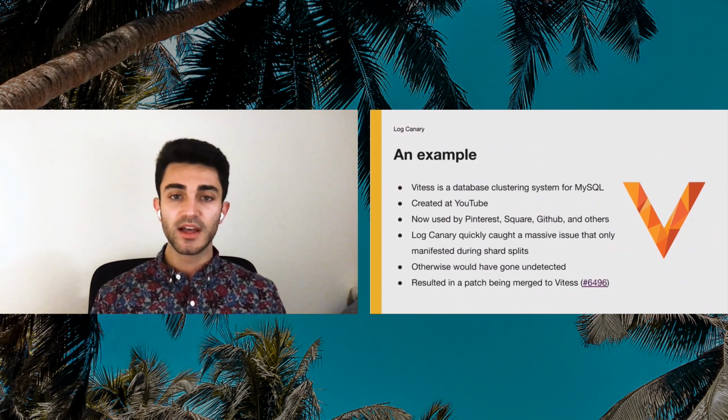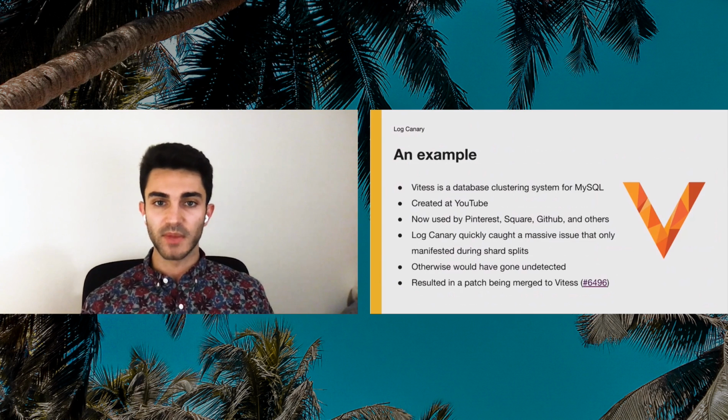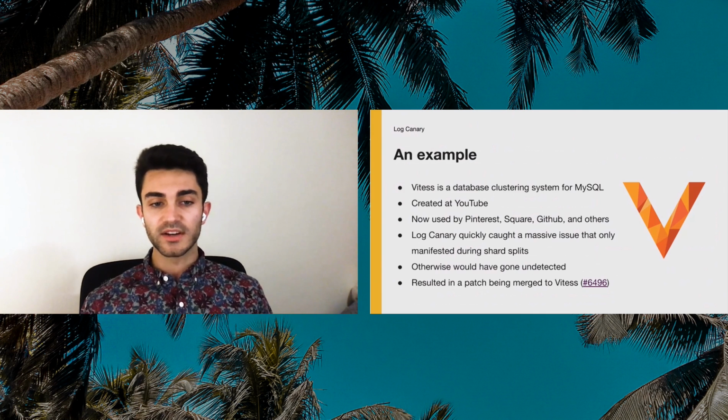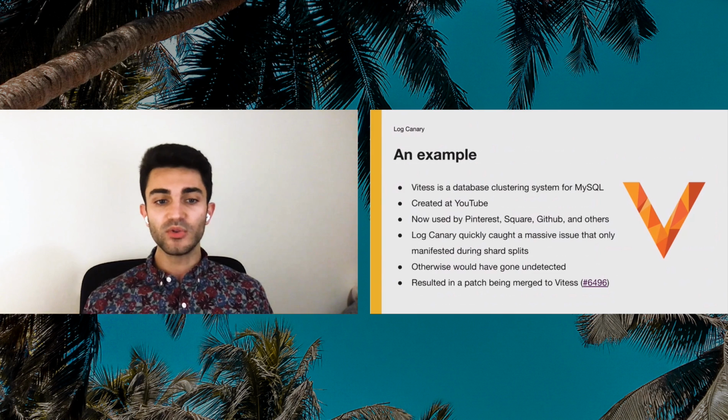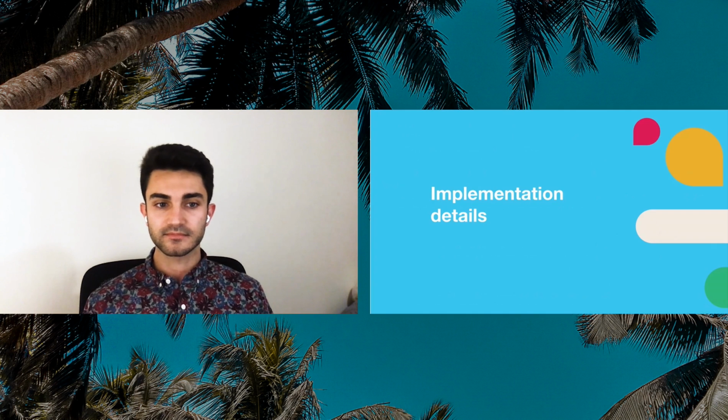So as an example, at Slack, we use Vitess, which is a database clustering system for MySQL. It was originally created by YouTube, and now it's used at a number of tech companies, including Pinterest, Square, GitHub, and many others. Log Canary quickly caught a massive issue that only manifested during shard splits that otherwise would have gone unnoticed. Because of Log Canary, we were able to mitigate the impact, and it resulted in a patch being merged upstream to Vitess, which means Log Canary has actually already had an impact outside of Slack.